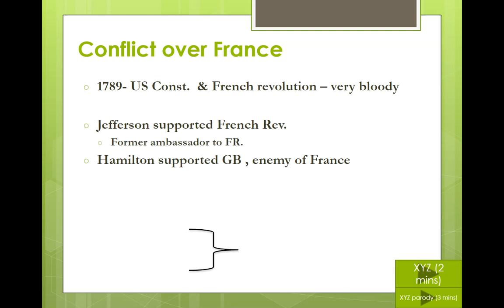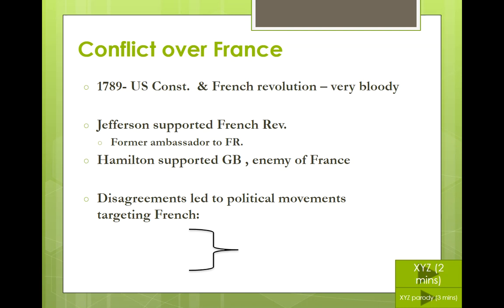But Hamilton supported Great Britain, who was France's enemy at this point. After the revolution starts, it's going to be France versus Great Britain and some of its allies. And the British are trying to put an end to the new French government. But Hamilton would support Great Britain. And mainly the reason for supporting Great Britain was mainly an economic issue, more so than anything, because Britain was one of our major trading partners.